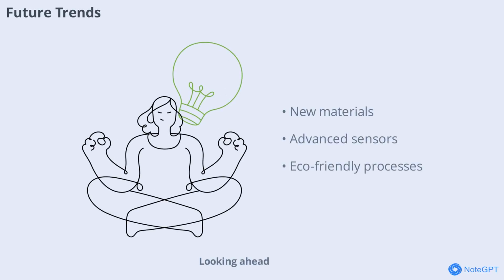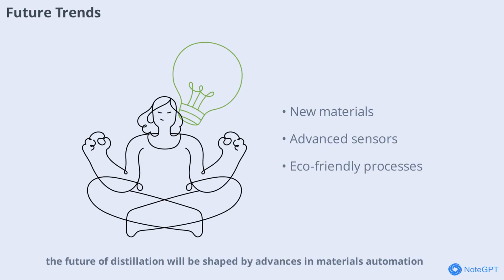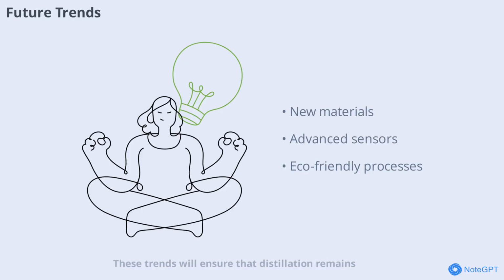Looking ahead, the future of distillation will be shaped by advances in materials, automation, and sustainability. Researchers are developing new membranes, sensors, and control systems to make distillation even more efficient and environmentally friendly. These trends will ensure that distillation remains a vital tool for generations to come.